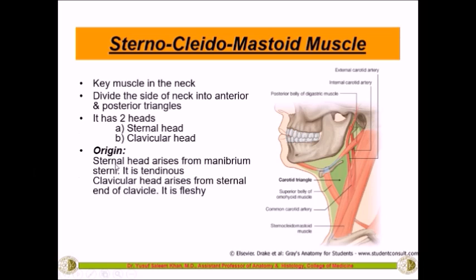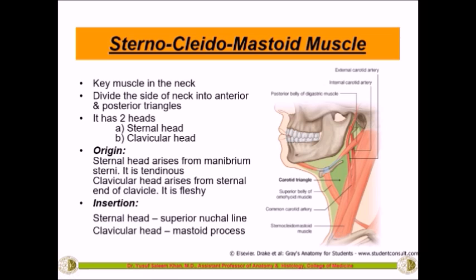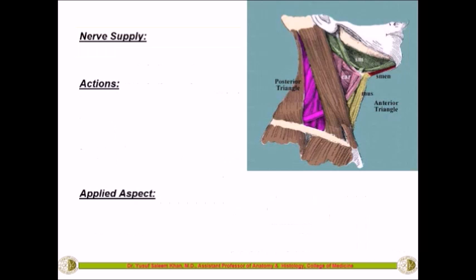So here you can see the origin. The sternal head arises from the manubrium sterni. It is tendinous, and the clavicular head arises from the sternal end of the clavicle. It is fleshy. So it has a tendinous part as well as a fleshy part. The insertion is to the mastoid process, as well as a line extending here, called the superior nuchal line. So this is the origin and insertion of the sternocleidomastoid muscle.